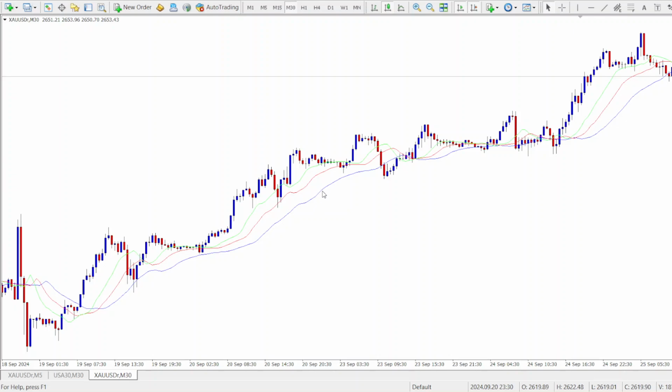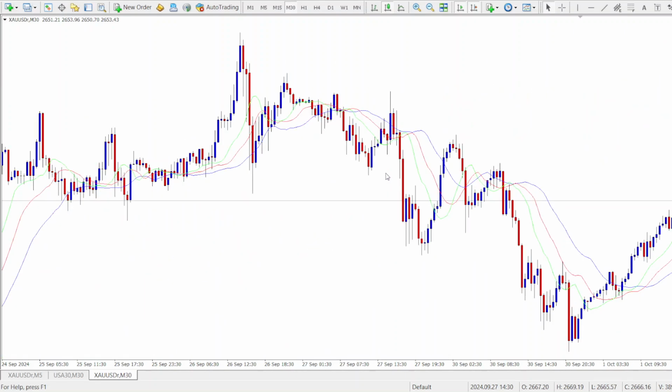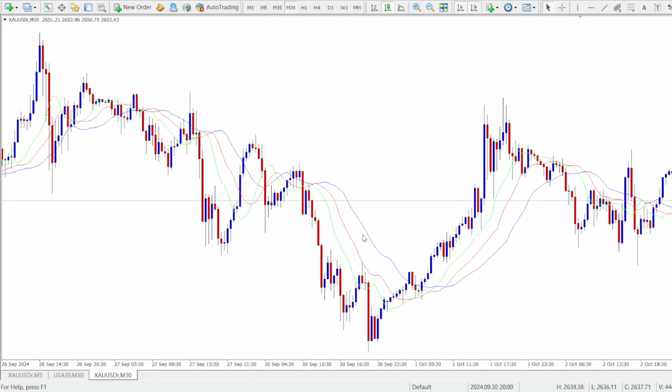Once the jaw is below the teeth and the lips, and price is trading above the lips, the teeth and the jaw, with the jaw being under, it signifies an uptrend, as we can see here. However, on the other hand, when the jaw is above the teeth and the lips, with price trading under, it signifies a sell trend or a downward trend.